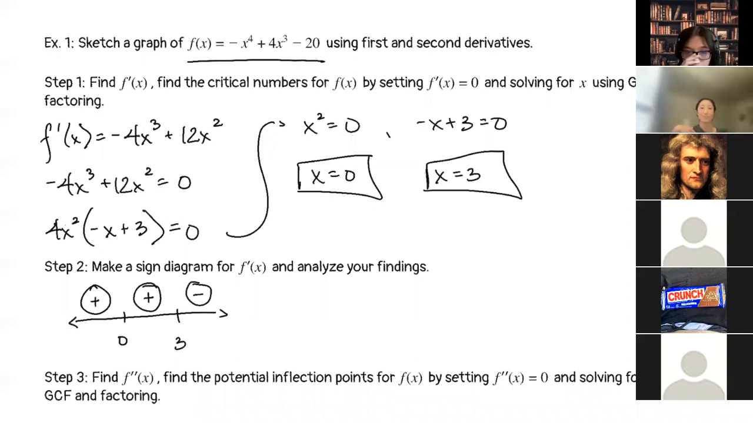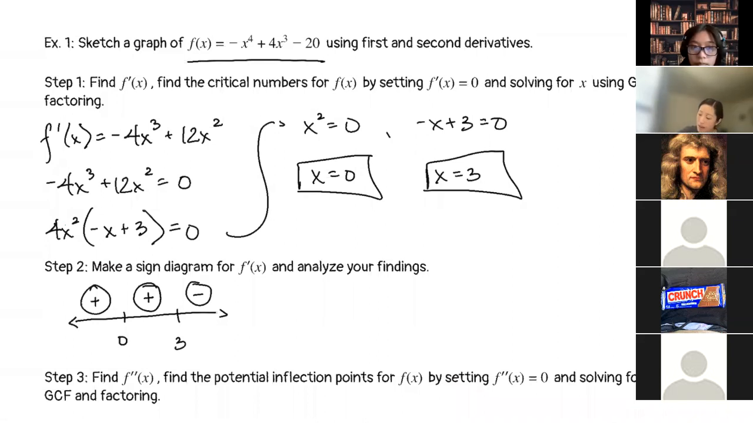Okay. So this is our sign diagram. We took our critical points, we put them on a number line, and then we picked numbers from all the different regions and determined whether the slope was positive or negative.